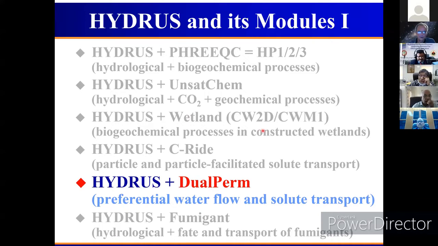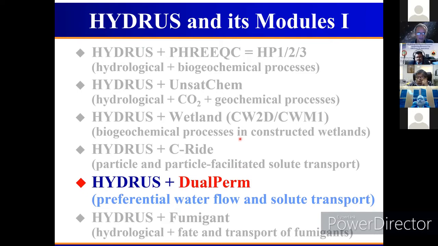Then we have a C-RIDE module. That's the module which can simulate particle transport and particle or colloid facilitated solute transport. We developed this module because there are a lot of chemicals which should be relatively immobile, such as heavy metals, radionuclides, because they sorb strongly to the solid phase, to the soil. But these chemicals also sorb to the colloid particles, such as clay particles, and then these clay particles can provide kind of the means for the fast transport of these chemicals. So that's a specialized module.